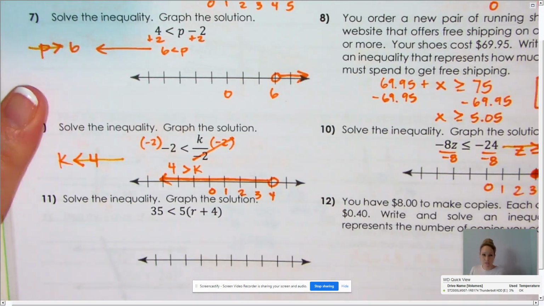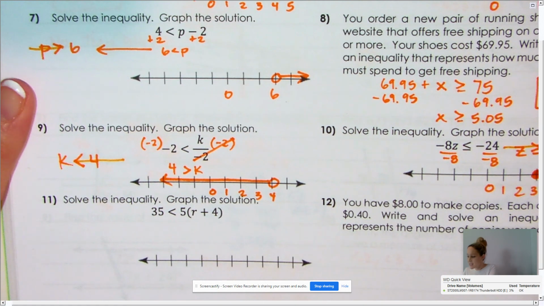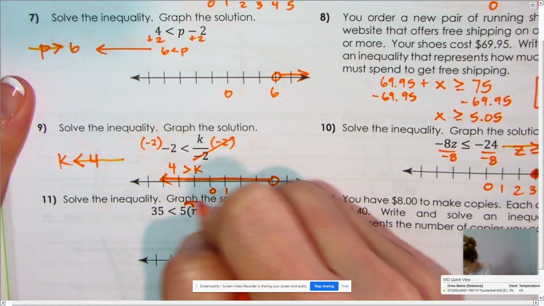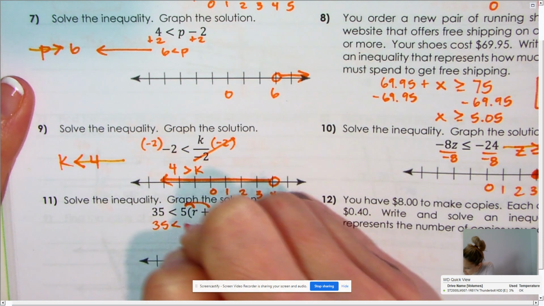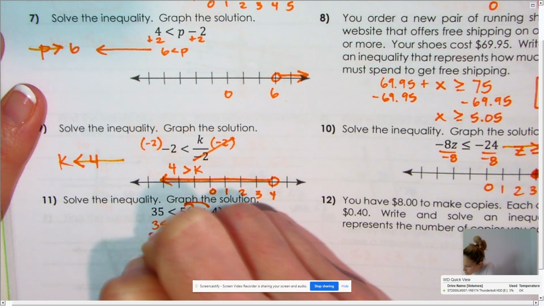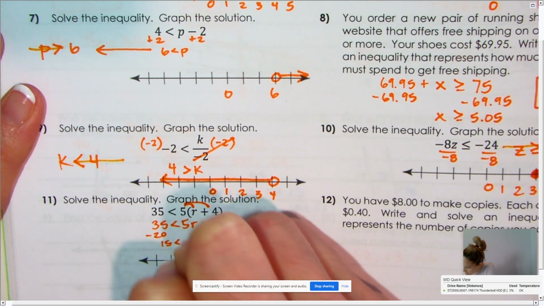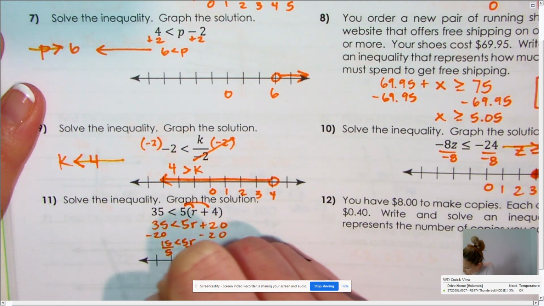Question number 11, just a reminder, you guys, you should be trying these problems first, pausing the video while you work through it, and then playing the video to check your solutions. That's how you're actually going to learn this instead of just copying. Okay, 35 is less than 5r plus 20, minus the 20 on both sides. So 15 is less than 5r, divide by 5. So r is greater than 3.